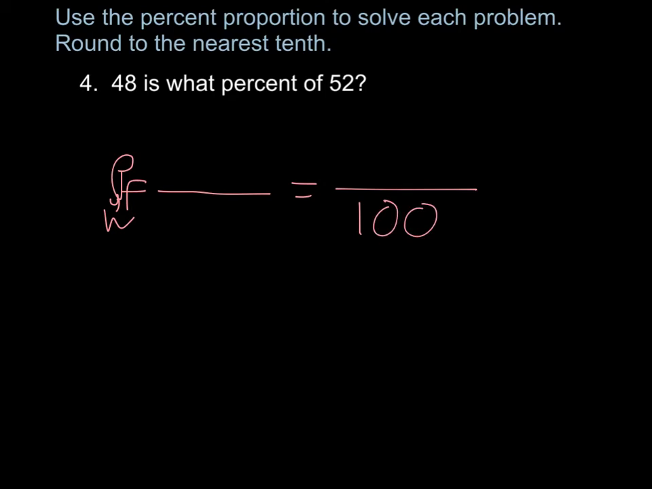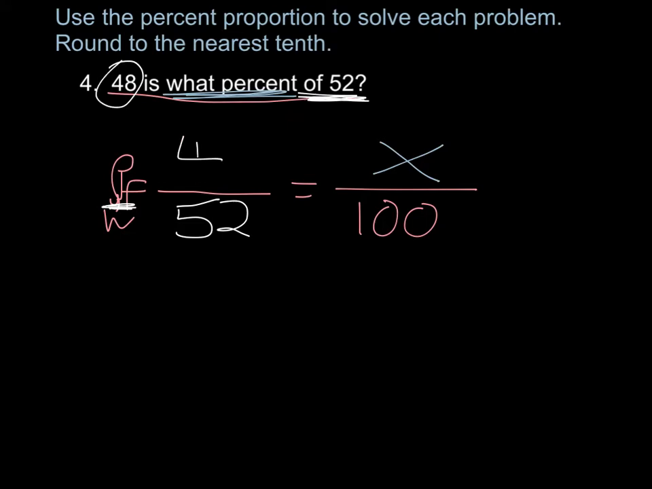So the question asks, 48 is what percent of 52? Well, it says what percent right in the question, so we know that is what we're looking for. It also says of 52. Of means it goes on the bottom. So the only place for 48 to go is on the top. Then we just have to cross multiply.